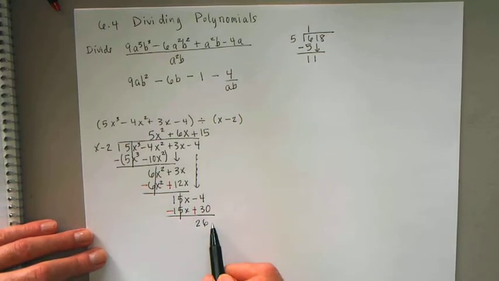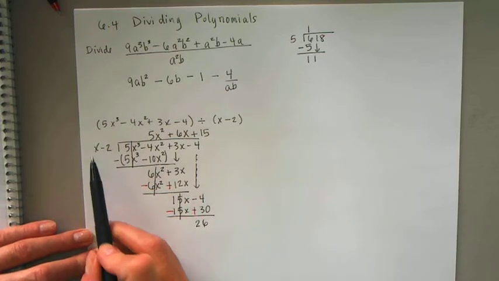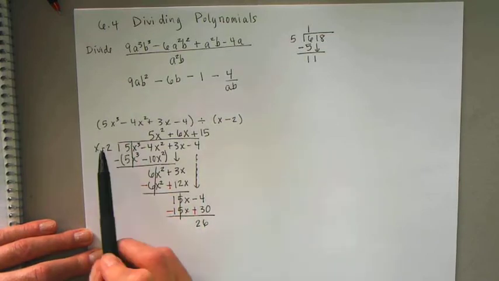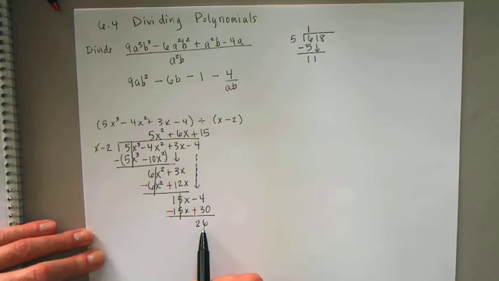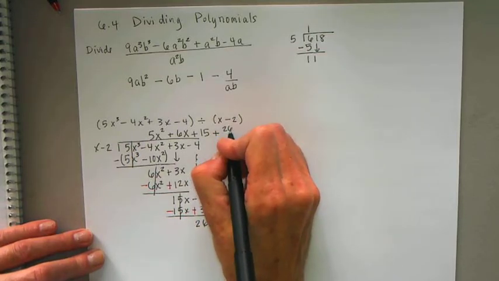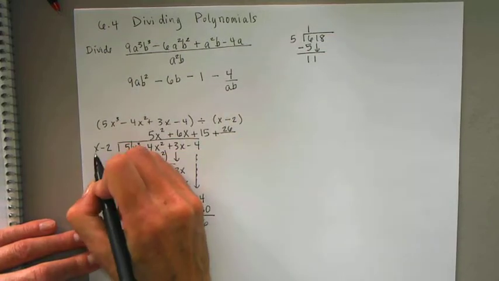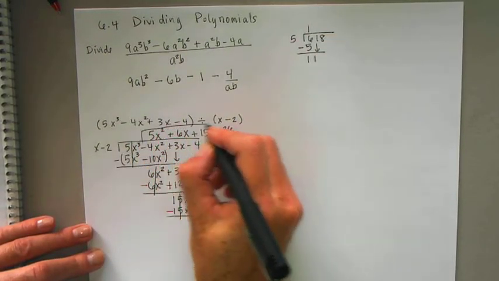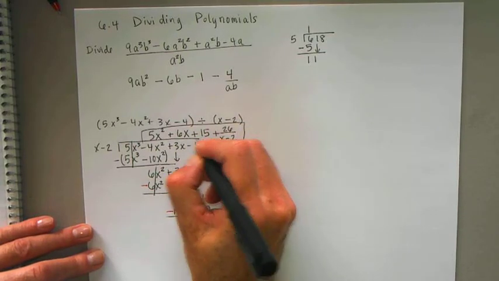Now, this exponent is smaller than this one, because there isn't one, so it must have been x to the 0, which is just 1. That's why there's no x. So this exponent is smaller than this one. So that's how I know this is my remainder. So once I have my remainder, I would write plus that remainder divided by whatever you divided. So that is your solution to this problem.